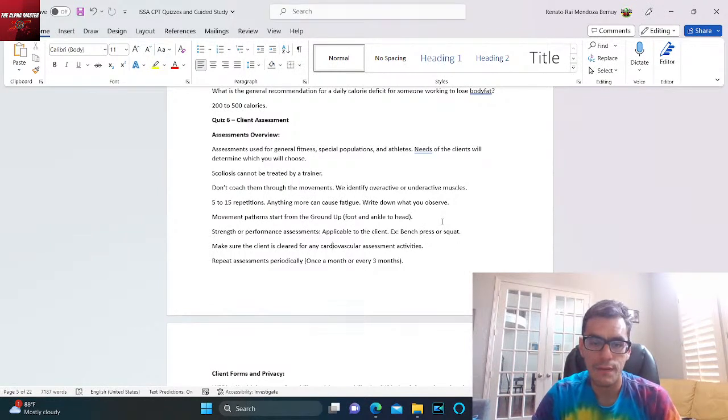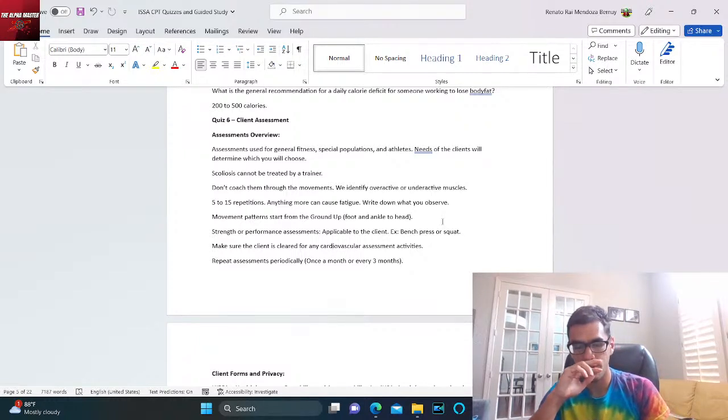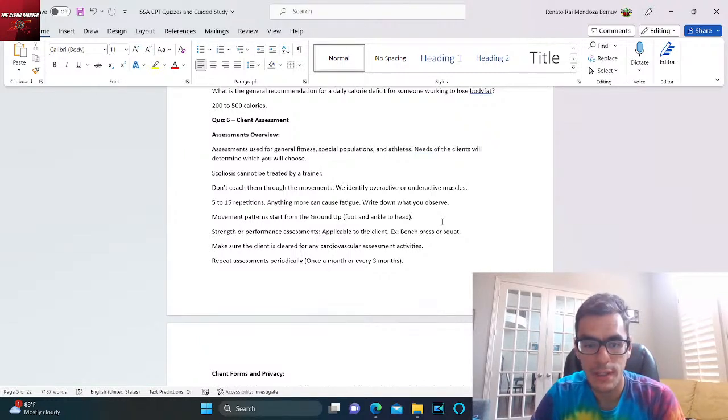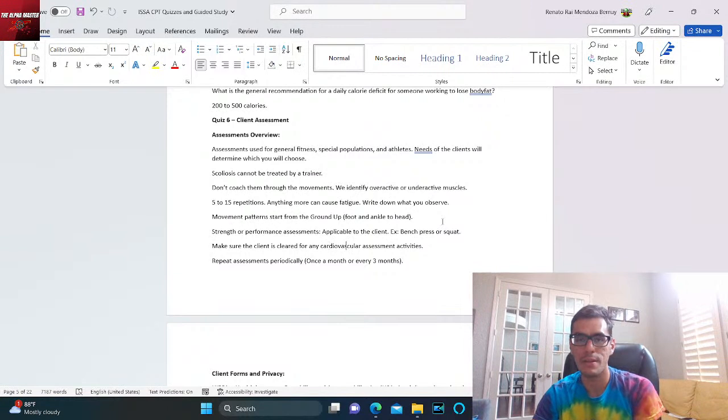Make sure the client is cleared for any cardiovascular assessment activities, because sometimes they may be injured or they have low endurance capacities.